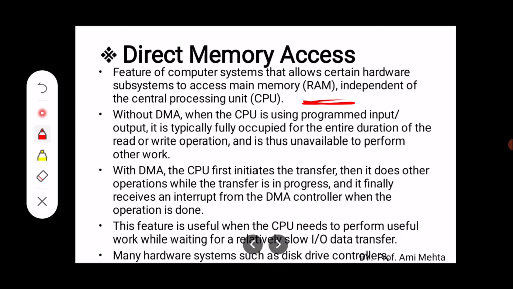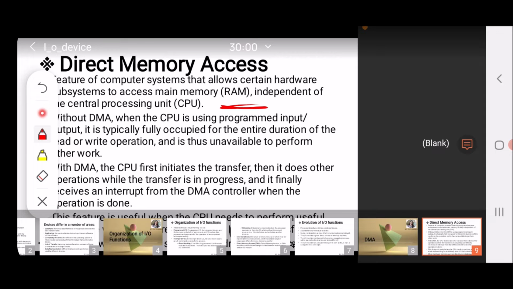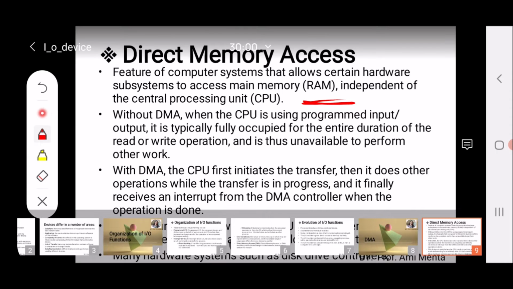Now what happens in direct memory access is that this feature allows certain hardware subsystems to access main memory without interference of the CPU. For example, in the first scenario, if there is a CPU and it is utilized maximum of its time in allowing memory access and transfer of data, then the main task of the CPU will not happen.